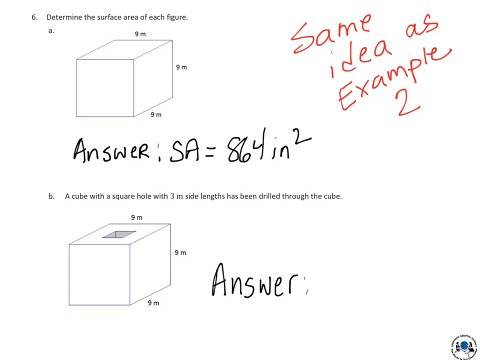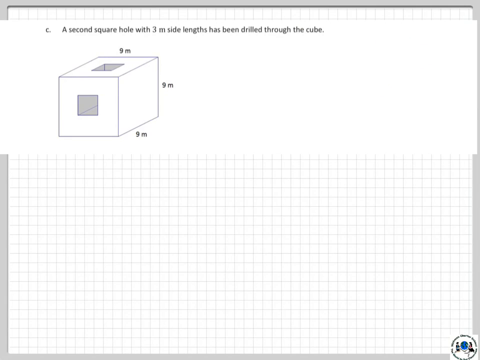B, the answer, again, this is the same as we saw before in example 2. The answer, just adding and subtracting as you need to with that new hole, was a surface area of 1,024 square inches, and you can see that was a gain of 160 square inches. But now this one's a little different, and this is real interesting. Now we have a second square hole with 3 meter side lengths that has been drilled or jigsawed through the cube.